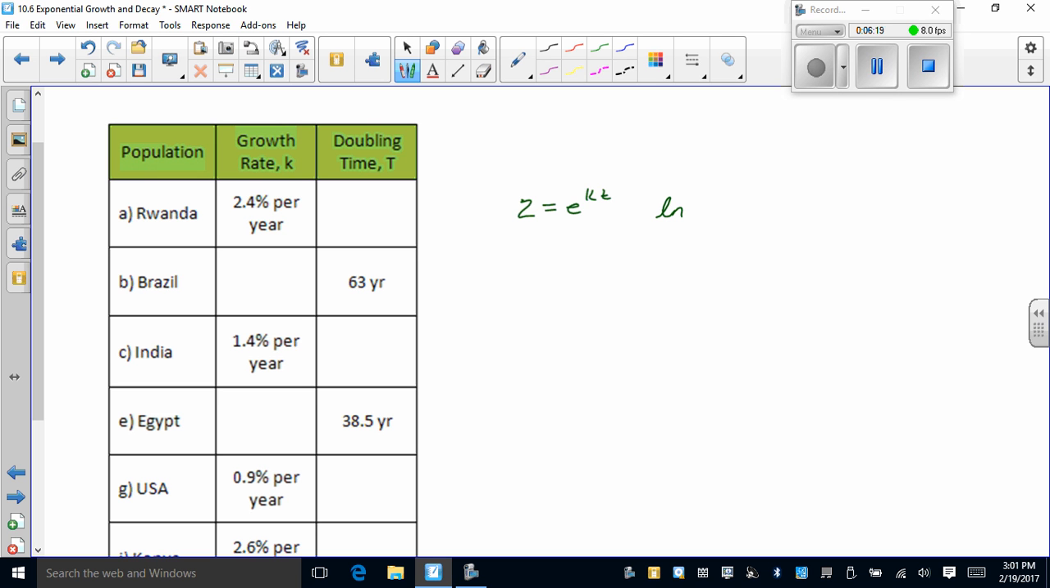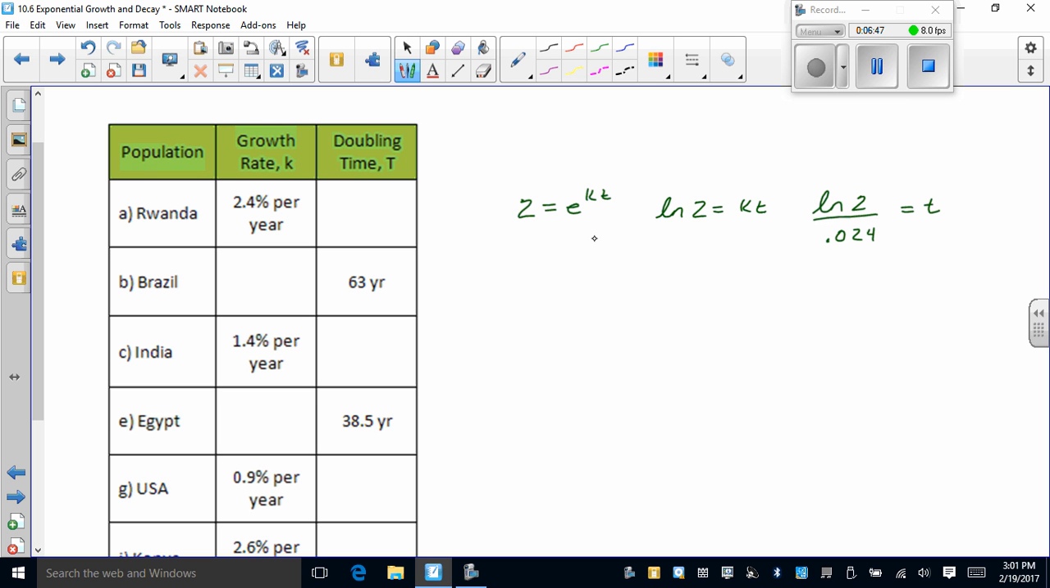And then depending on if we're looking for the t or the k is what we solve for. So this one we want the t time, so we'll put in k. So this one would be the natural log of 2 over our k value, which is 0.024, and that will give us our time, t. And we don't have to redo these problems. This is what we're going to use every single time.